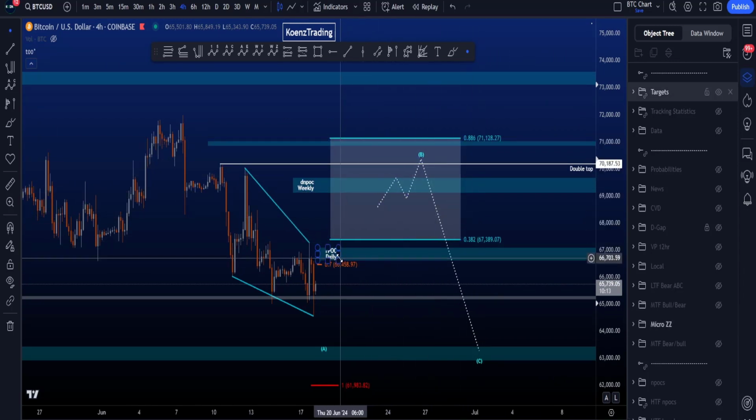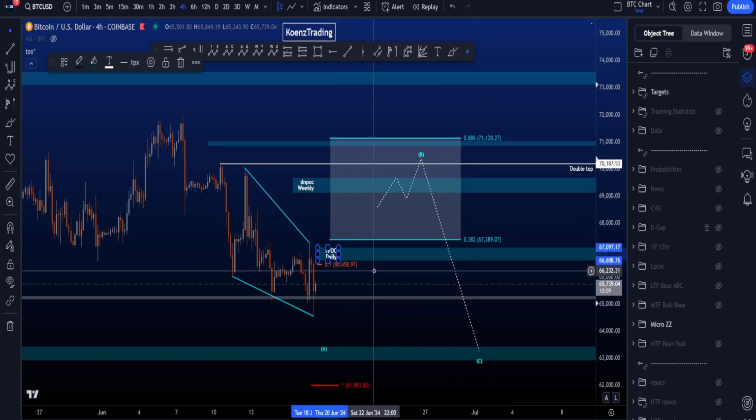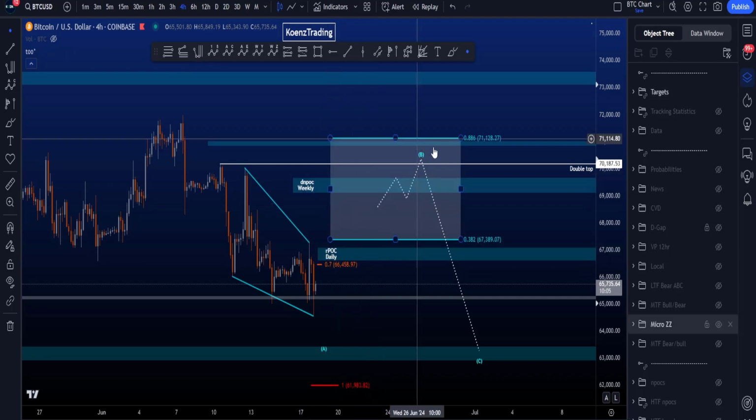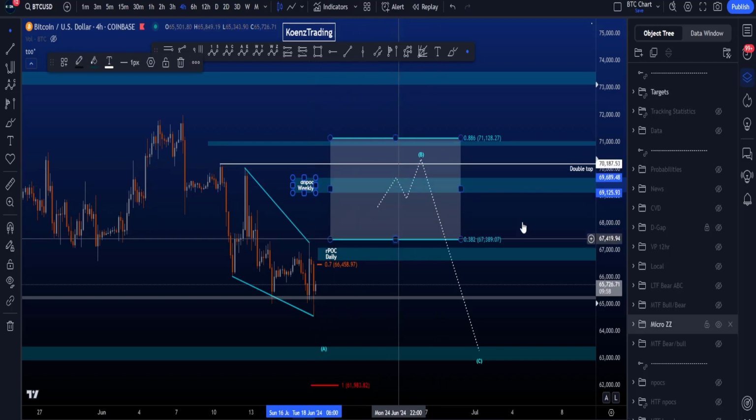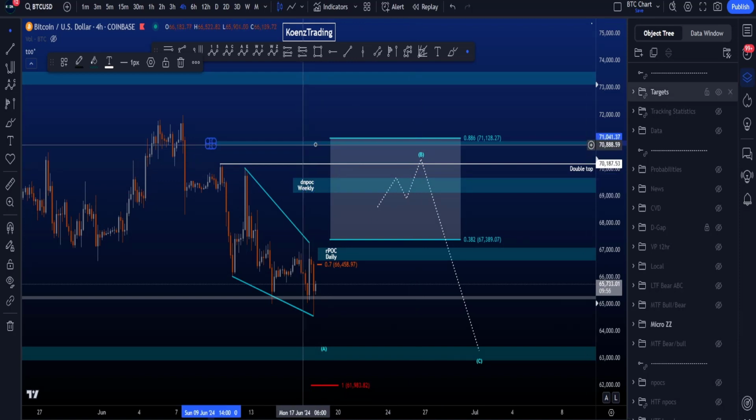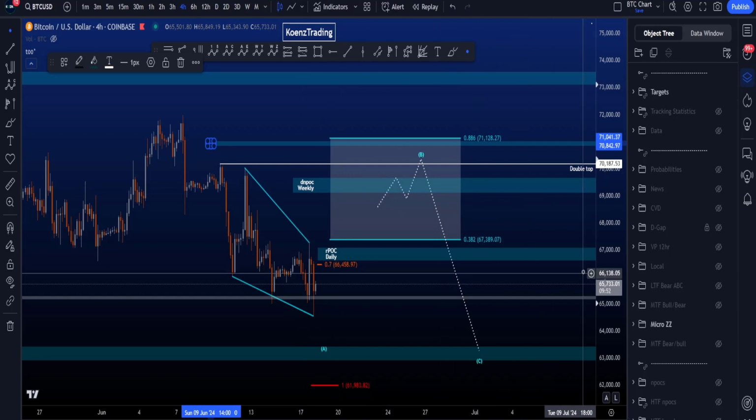You can see the first area of resistance just below the 0.382 is this blue box here between 66.6k and 67.1k. Inside the wave B target area, we have another area 69.1 to 69.7k, the double top at 70.1k, and then close to the 0.886 between 70.8k and 71k, another blue box.